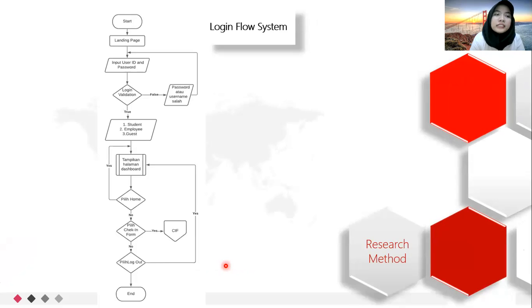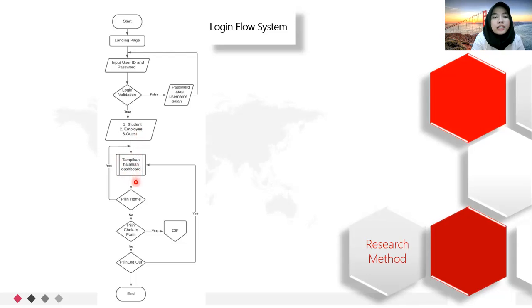As for the system itself, we have a login flow system on the web server. First, we show the landing page for the user and guide the user to input the user ID and password. After the user inputs the user ID and password, the system will do login validation, checking whether the user ID and password are false or true. If false, it will return to the landing page. If true, the user will be led to a few options: whether they are a student, employee, or guest. After they choose the option, the system will show the dashboard on the web server.